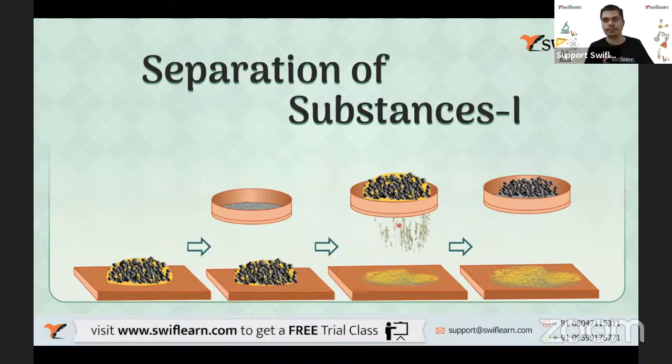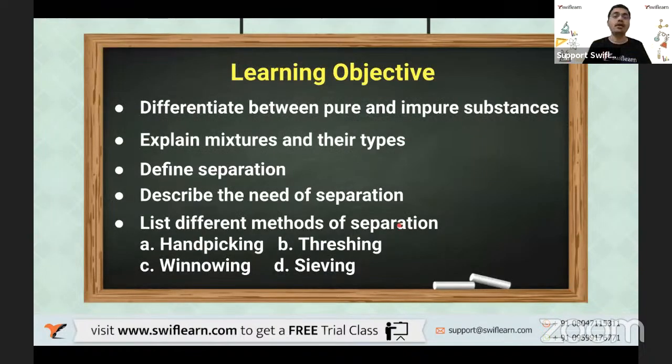Okay. So what are we going to learn? These are the main 5 points we are going to discuss. First, differentiate between pure and impure substances. Second, explain mixtures and their types. Then we'll discuss how to define separation, then describe the need of separation. Then list different methods, that is hand picking, threshing, winnowing, and sieving, right? So let us go ahead.